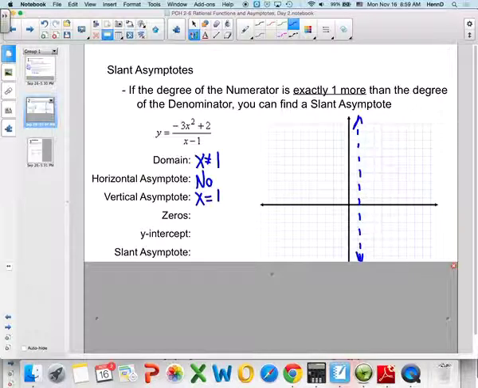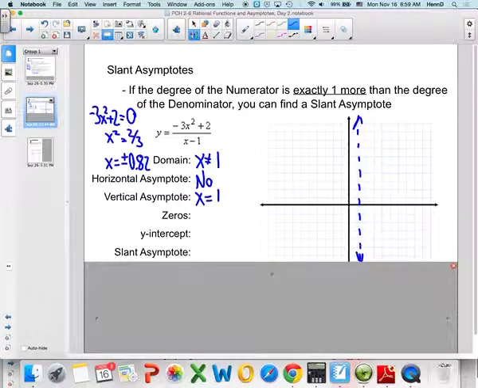Now, for zeros, what would our zeros be? It's x equals plus or minus the square root of 2/3. Set the numerator equal to 0: negative 3x squared plus 2 equals 0. X squared equals positive 2 over positive 3. So x is the square root of 2/3. Can someone help us out and tell us what that equals? Plus or minus 0.81 or 0.82. 0.82.